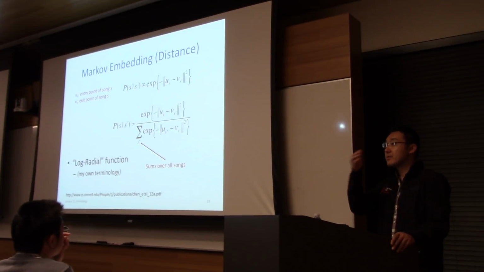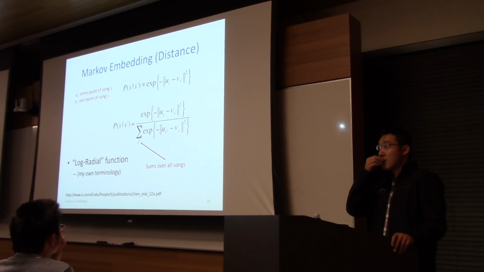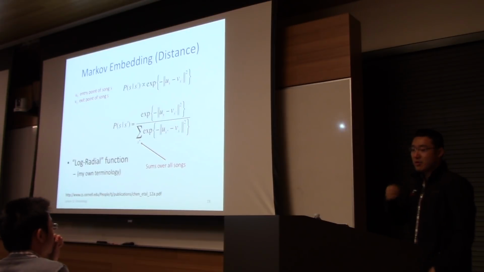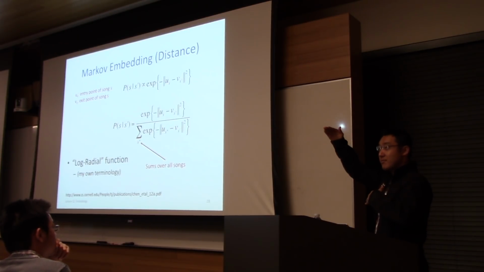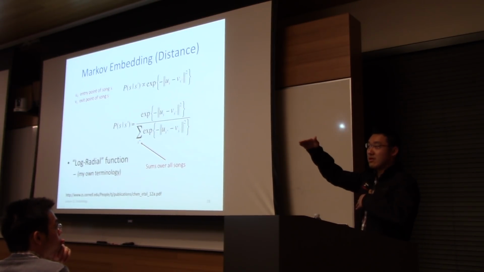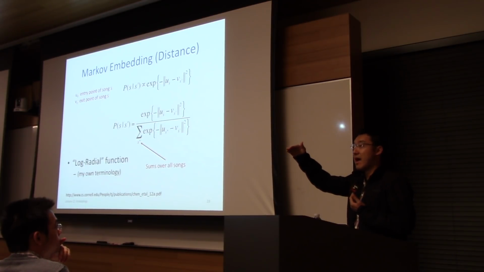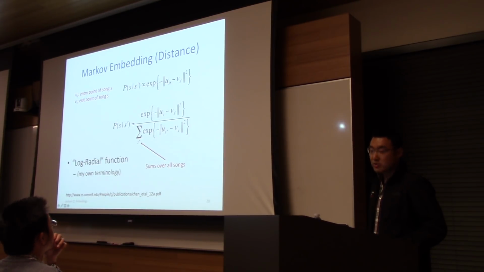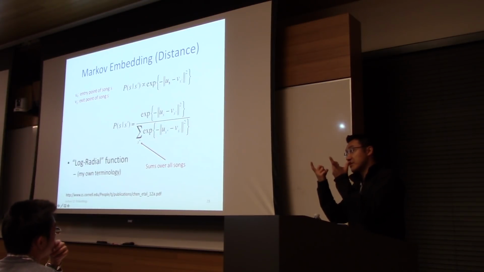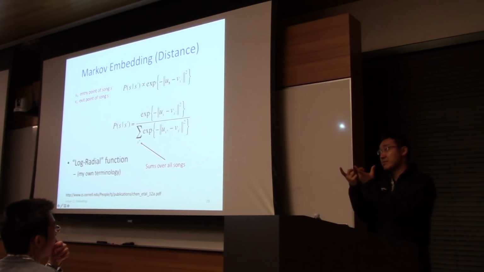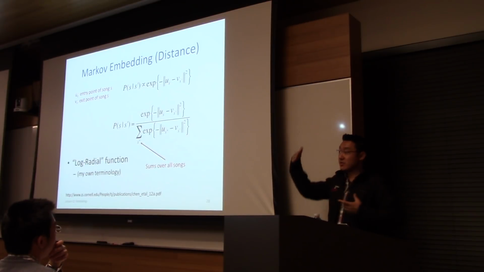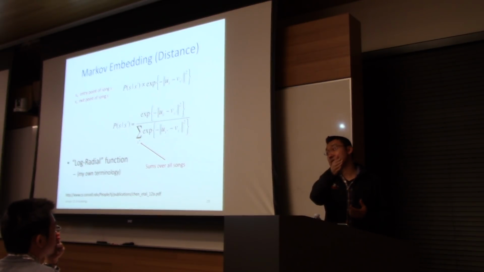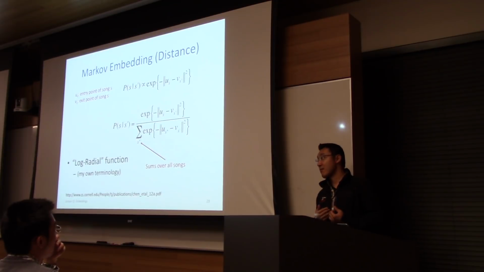Yes? What exactly is an entry point and exit point? Can you explain that again? Yeah, so you have a playlist of songs, right? And you've just played song S prime. And then you want to model the probability that the next song after S prime is song S. So we learn two representations for every song in this embedding: the transition to that song and the transition from that song.